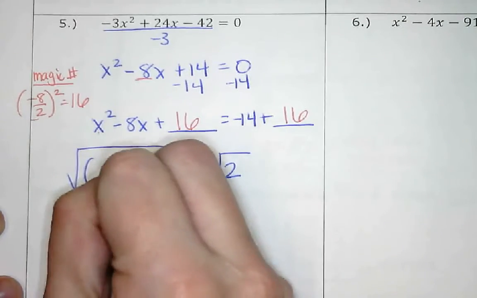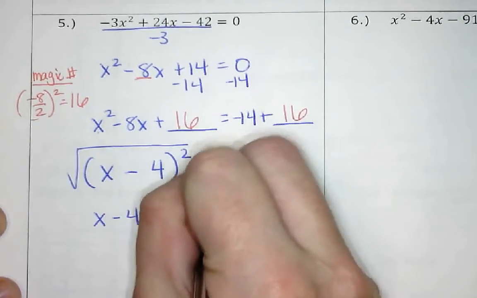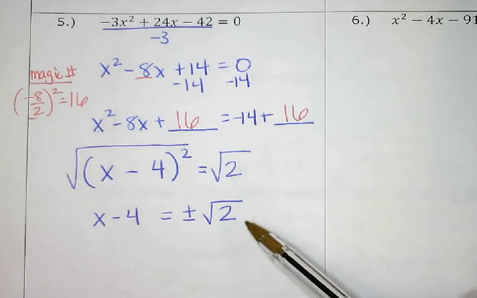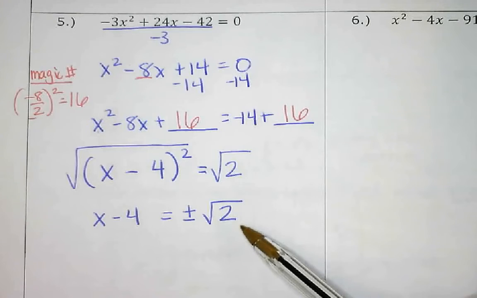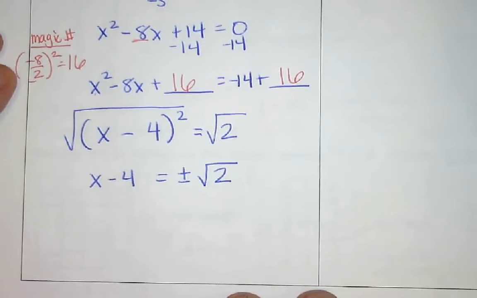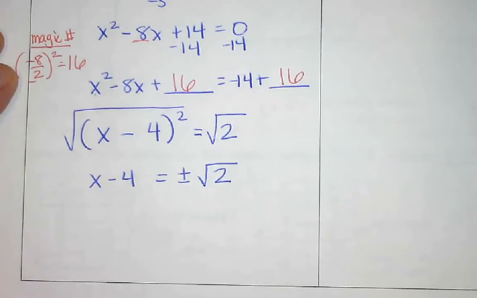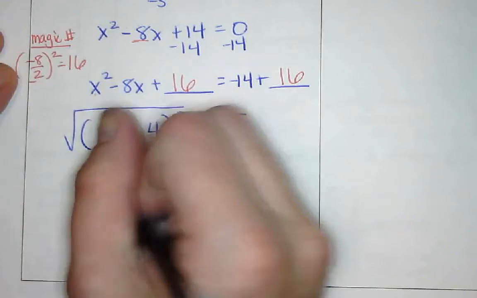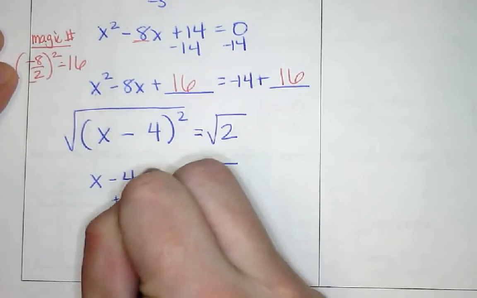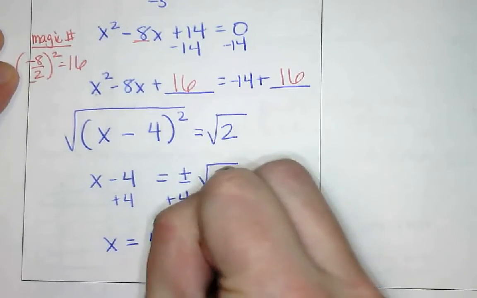Can we simplify the square root of 2? No, there's no factors, so thank the Lord we don't have to simplify it. We can just leave it as the square root of 2. Those are my favorite. Honestly, I think number 4 was the only one you had to simplify. So now we're going to add 4 to both sides. So we have x is equal to 4 plus or minus the square root of 2. How do y'all feel about that? Remember, this is 2 solutions.